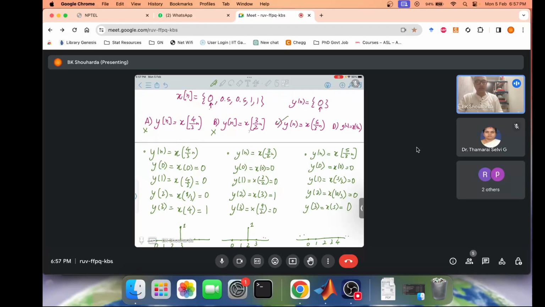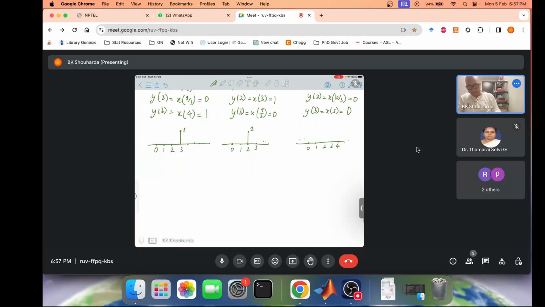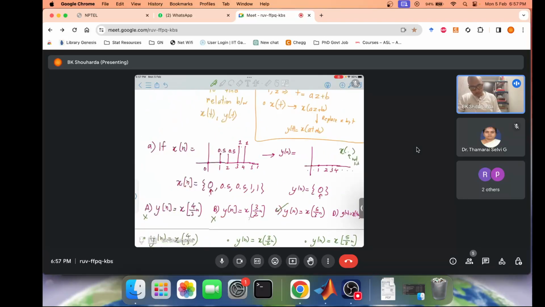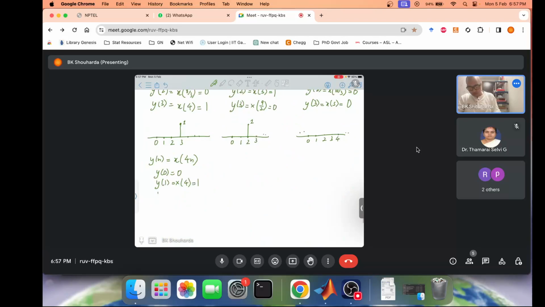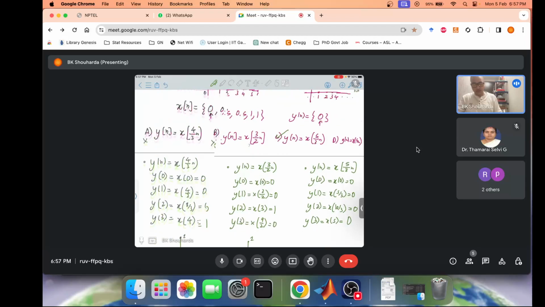For the sake of completeness, let me check y[n] equal to x[4n]. y[0] is 0, because that's x[0]. y[1] is x[4]. What's x[4]? x[4] is 1. y[2], and so on. There will be multiples of 4 at which x[n] is 0. So how will the signal look? At 0 it's 0, at 1 it's 1, 2 is 0, 3 is 0. Okay, so everywhere else it is 0. So this is also wrong, and we have shown that.